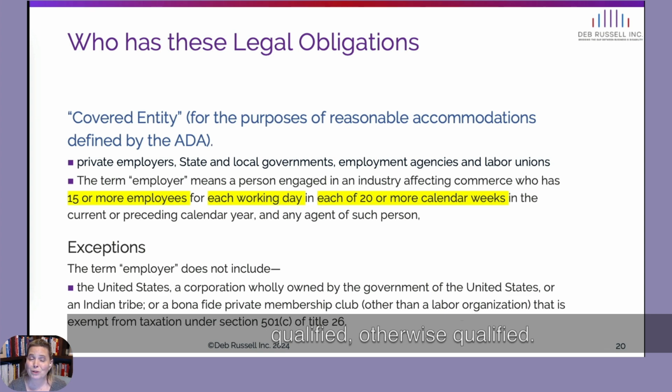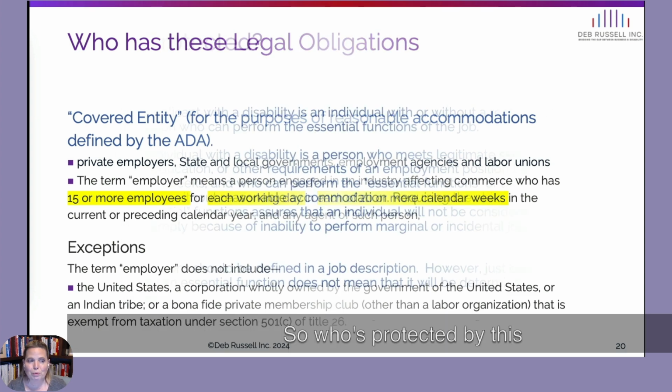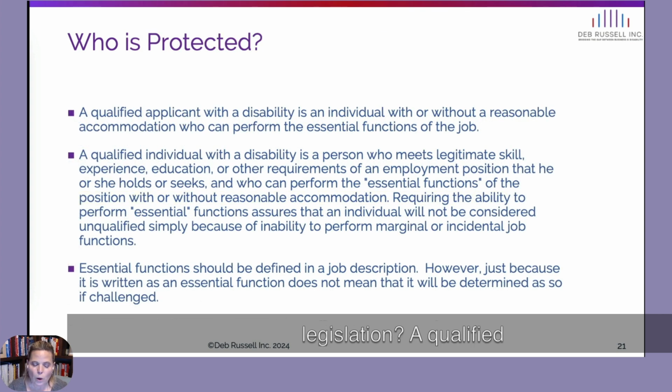So, who's protected by this legislation? A qualified applicant with a disability is an individual, with or without a reasonable accommodation, who can perform the essential functions of the job. That's actually terminology I took from, I think, the EEOC. Might be the legislation, but it doesn't matter. These are their technical words for it. A qualified individual with a disability is a person who meets legitimate skill, experience, education, or any other requirements of an employment position that he or she holds or seeks, so applicants are included, and who can perform the essential functions of the position with or without reasonable accommodations.